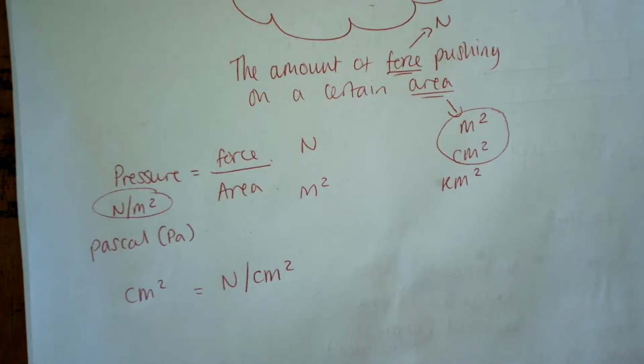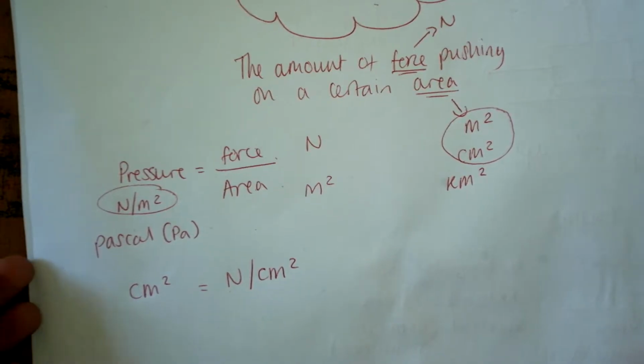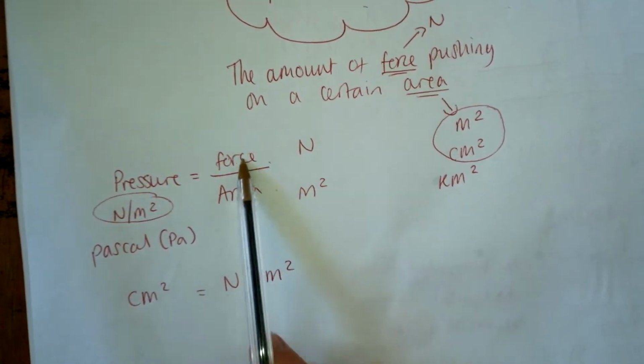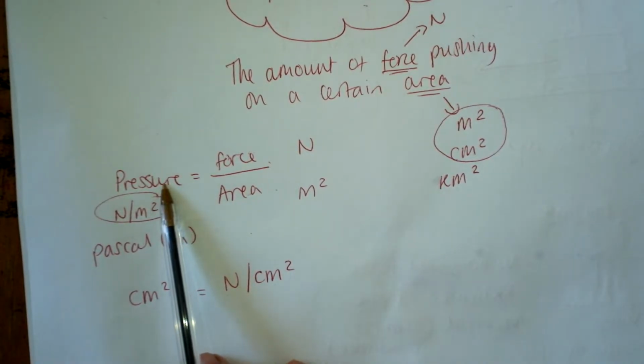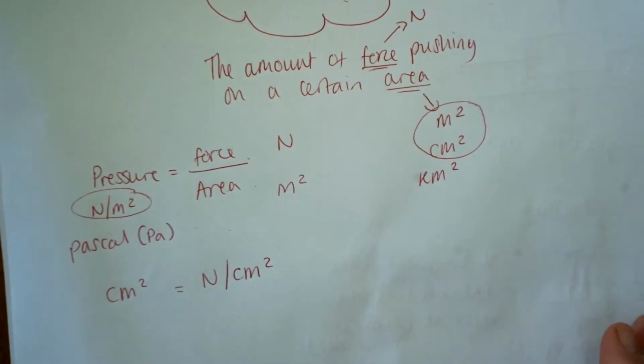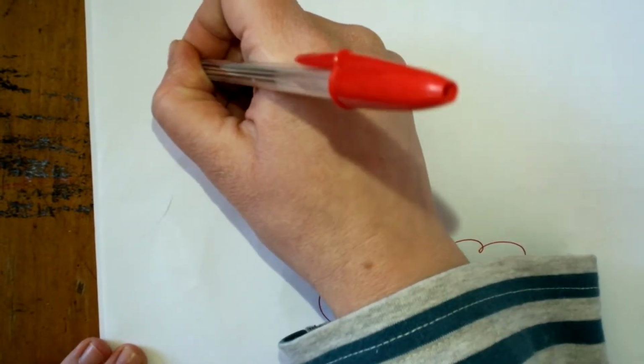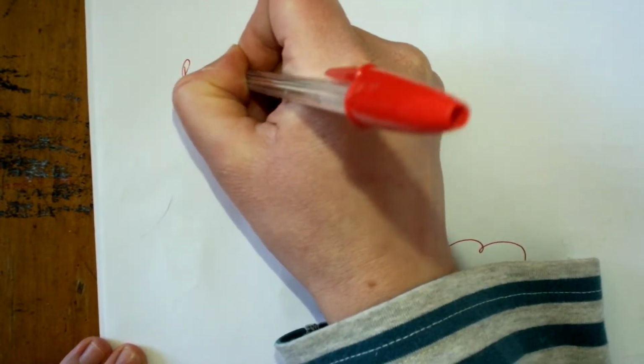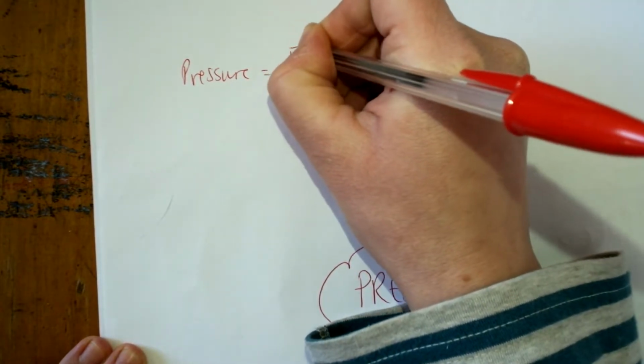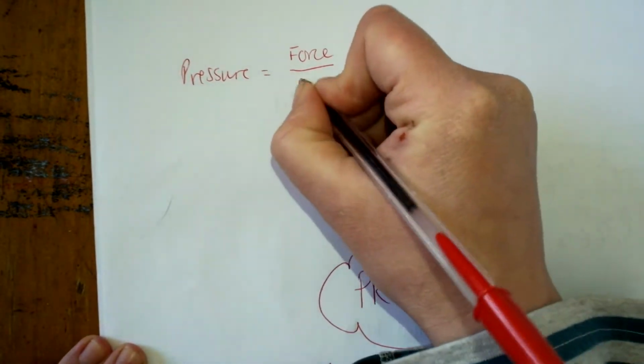Okay, so what we need to look at then is how these two things will change this. Okay, because there are some things that you can do, and we're going to use a little bit of simple maths to demonstrate this. So if I go up here, I'll write my formula again. So we've got pressure equals force divided by area.